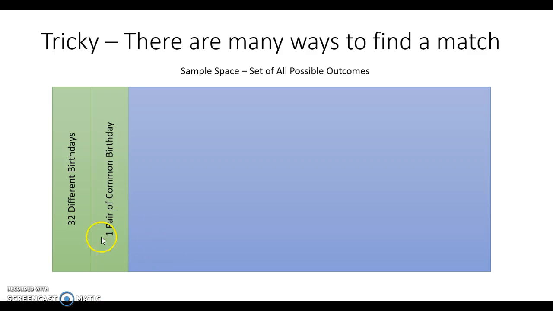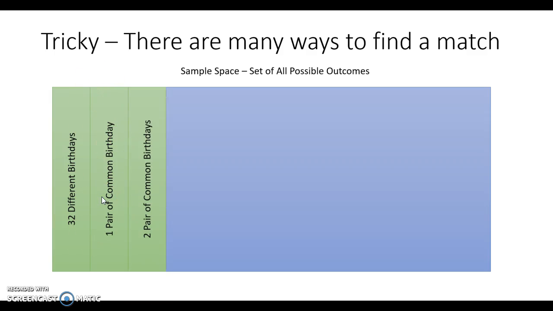The other possibility is you have one pair of common birthdays, right? So that means that out of those 32 people, 30 of them have different birthdays than one another, but then the other two have the same birthday as one another. You have one pair of common birthdays. So that could be person 1 and person 32, or person 1 and person 2, person 1, person 3, person 1, person 4, and then person 2, person 3, person 2, person 4. So there's just many ways in which that event alone can happen.